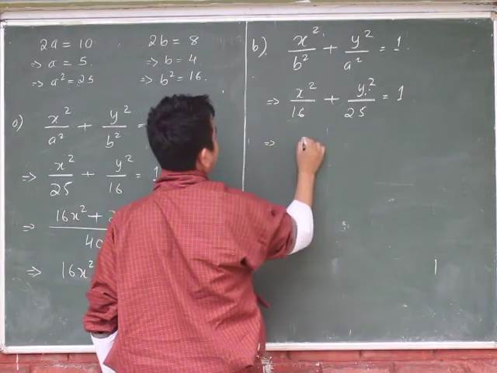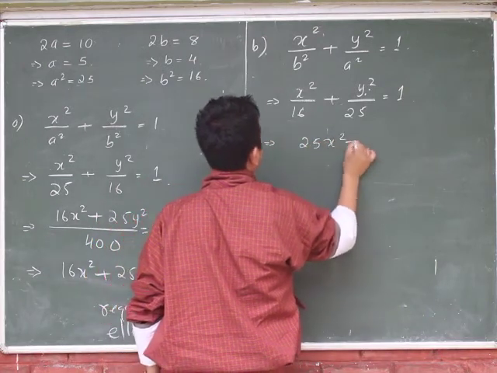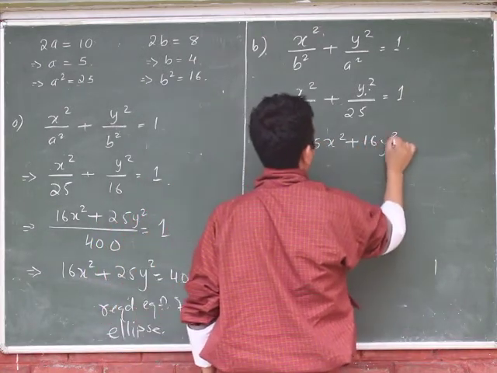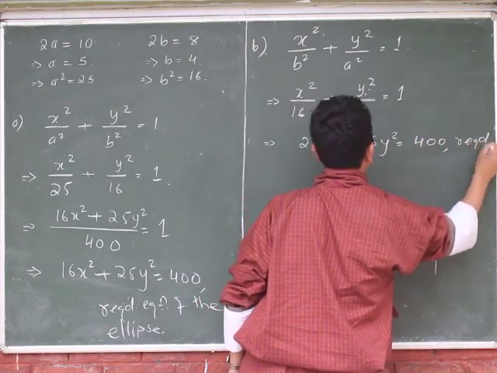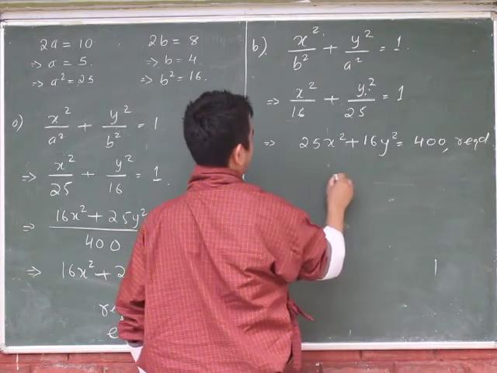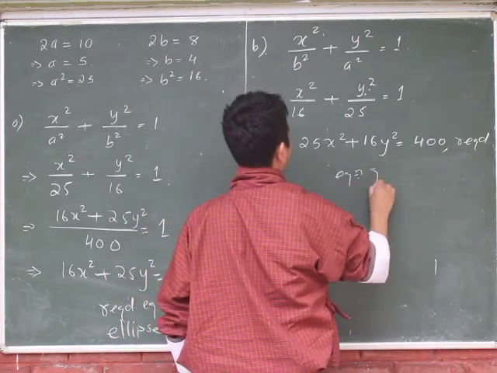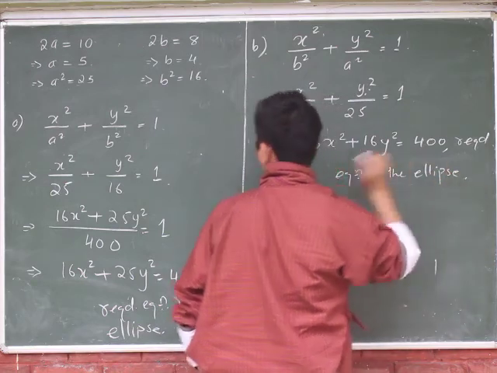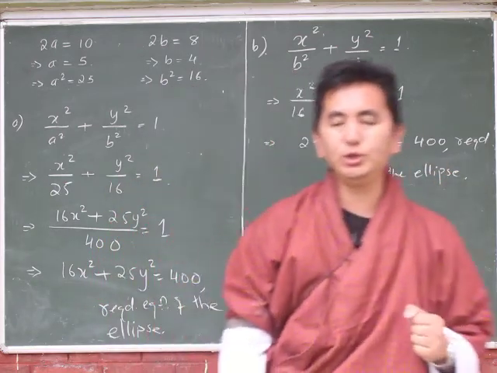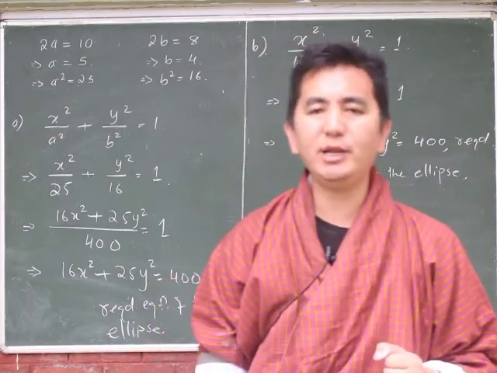Please do the LCM, the very same LCM. We have 25x squared plus 16y squared is equal to 400. This is the required equation of the ellipse. So now in the next question we will do question number 3, Roman number 2.